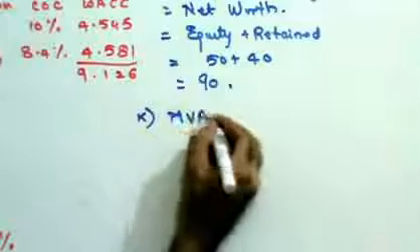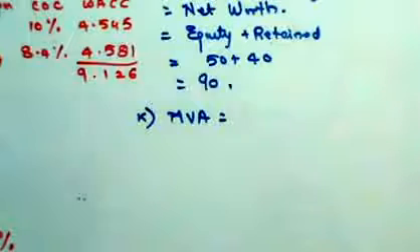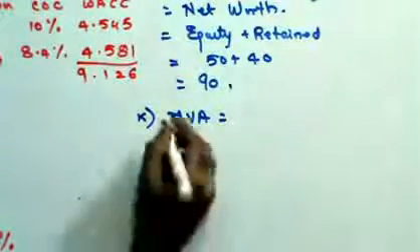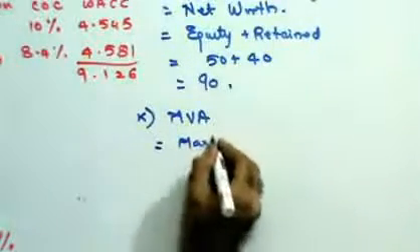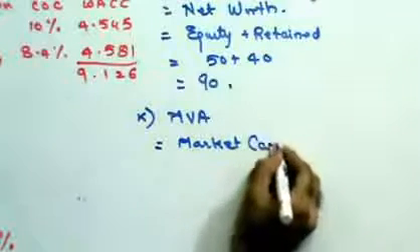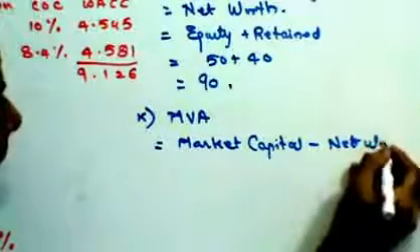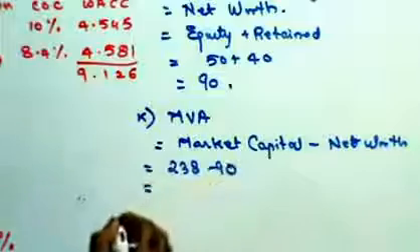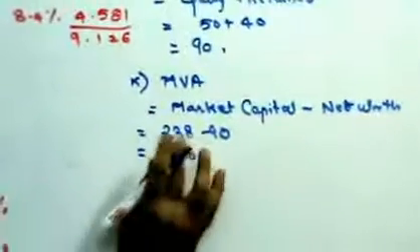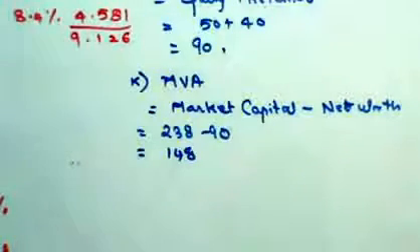Next, MVA, market value added. How much has the company gained in the market on the basis of its goodwill over the actual value of the firm? That is your MVA of the firm, which is nothing but market capitalization minus the net worth, which is going to be 238 minus 90, 148. Right? Now that we have found out this, we can find out a couple of more ratios here.